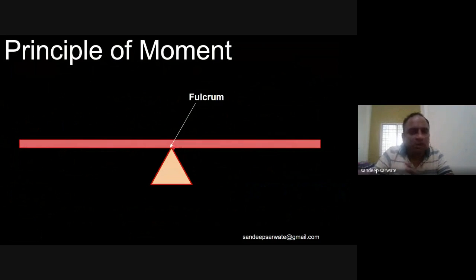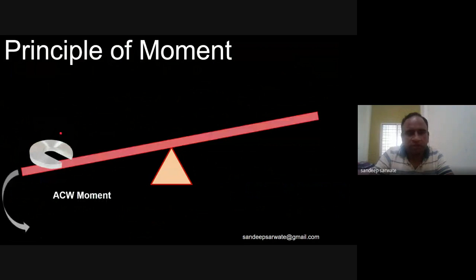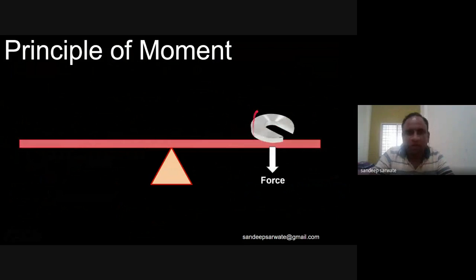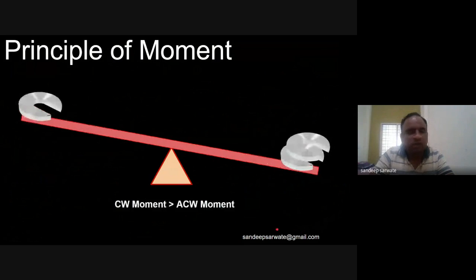Suppose I have made the fulcrum right in the middle of this rectangular bar, and I have put some force here on the left hand side of the fulcrum. Then this force is going to produce anti-clockwise moment in this rod. That is, it is going to rotate the bar in the anti-clockwise direction. On the other hand, if I put the same force here on the right hand side of the fulcrum, this force is going to produce the clockwise moment. That is, the rod is going to rotate in the clockwise direction.